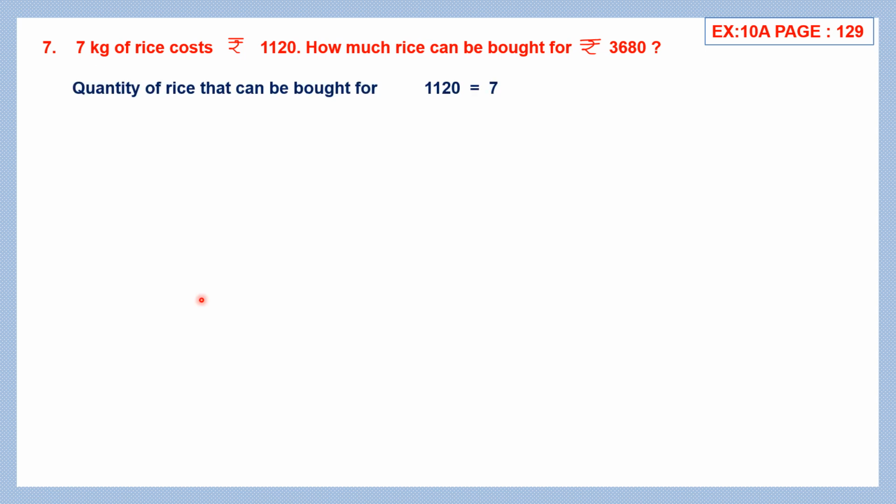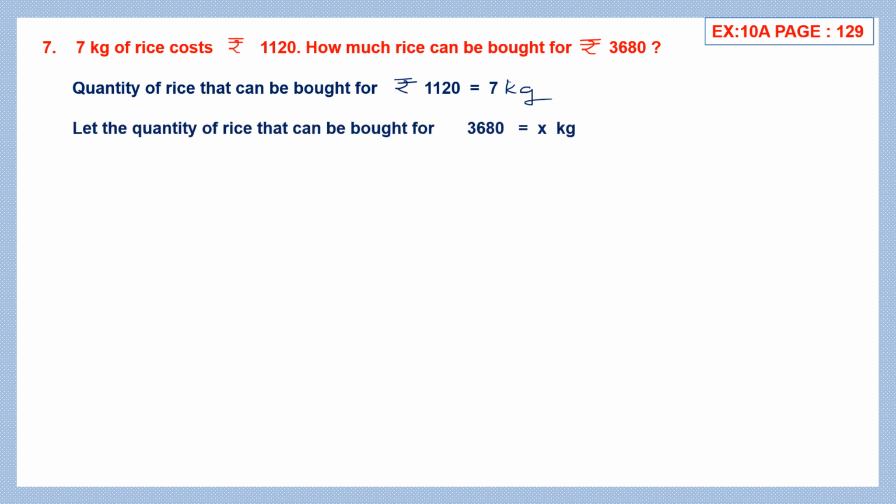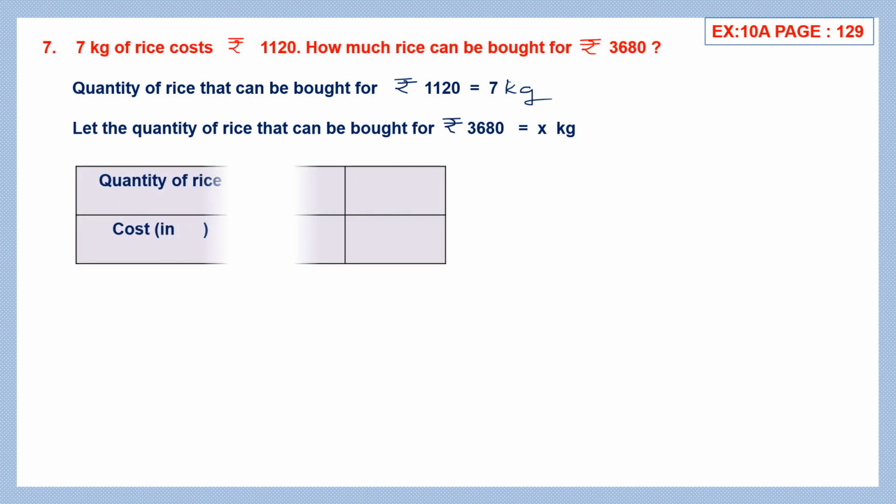So let's start by saying quantity of rice that can be bought for 1120 rupees is 7 kgs. We can buy 7 kgs of rice. Now quantity of rice that can be bought for 3680 rupees we don't know, so we are going to consider that to be x kgs. So let's draw a table. Quantity of rice and cost in rupees, these are the two columns. Now quantity of rice here is 7 kg. So let's write that 7.